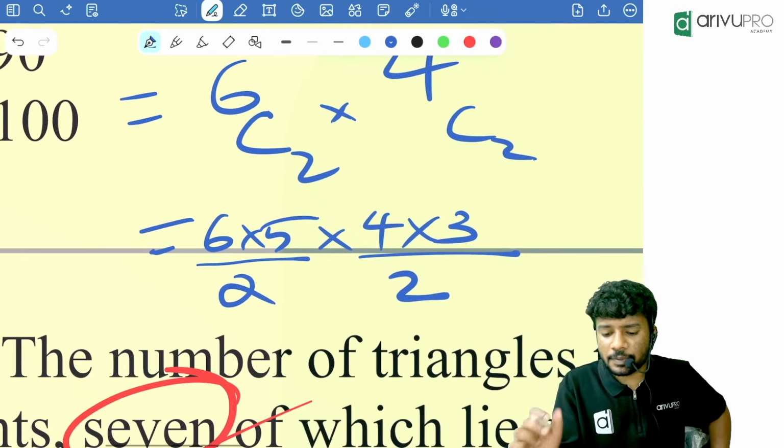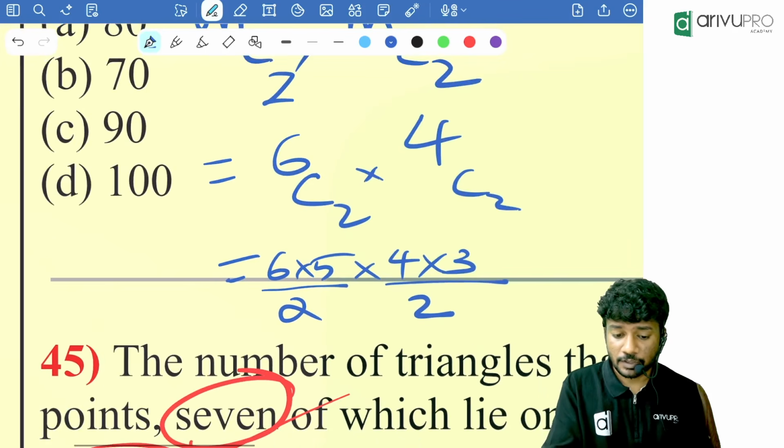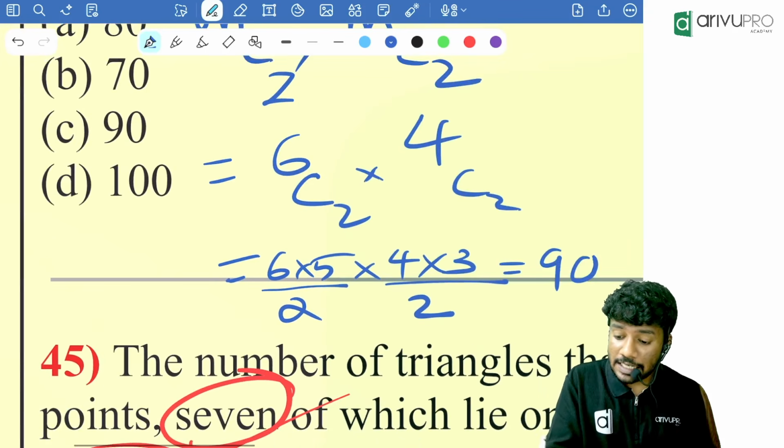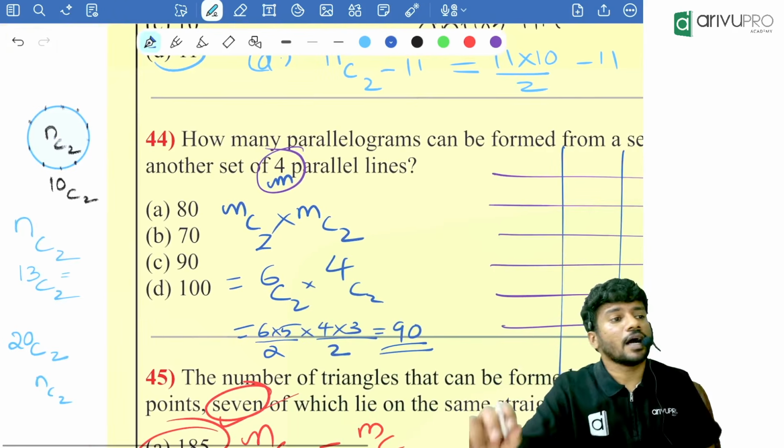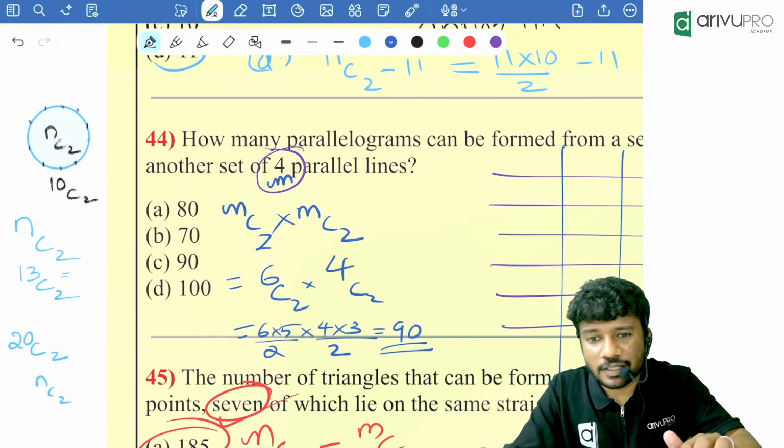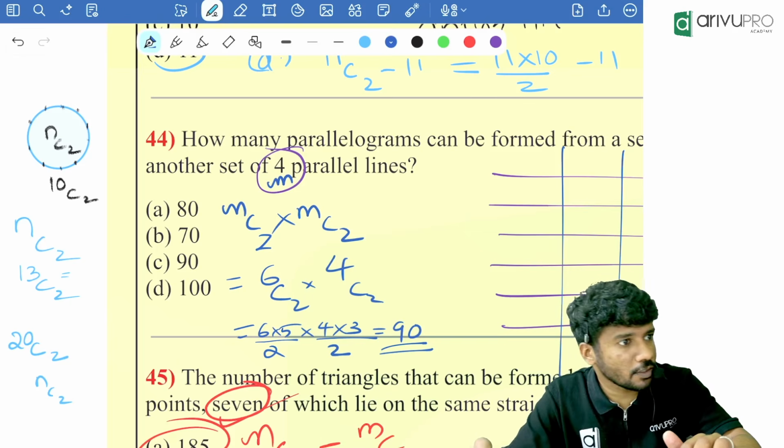How much is the answer, people? Can anyone tell me the answer? 90. Okay. Are you getting the point, people? Are you understanding this? That's how you solve the question.